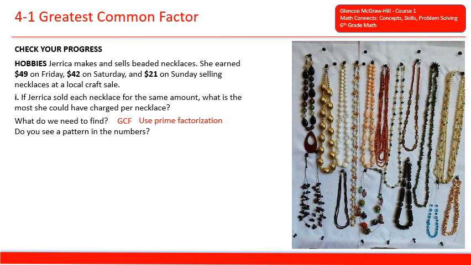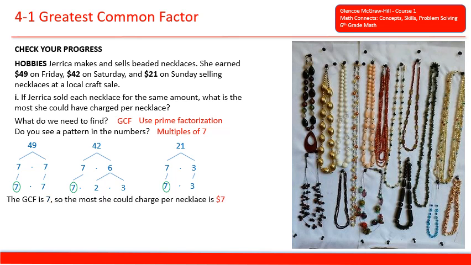And do you see a pattern in the numbers? 49, 42, and 21. Do you recognize what factor might be for all those from your times tables? Multiples of 7. So 49, 7 times 7. 42, we have 7 times 6, so we bring the 7 down, we'll factor the 6. And then 21, 7 times 3, and we'll just bring those down so we're all in a line. And if you look at that, there you go. GCF is 7. So the most she could charge per necklace is $7.